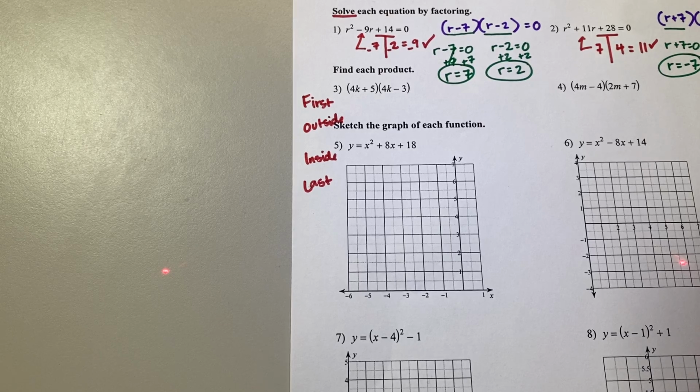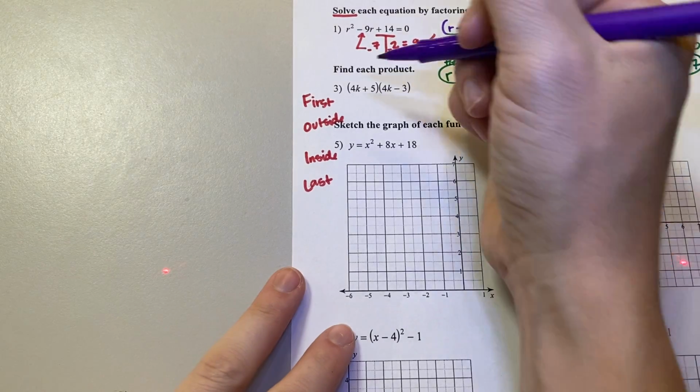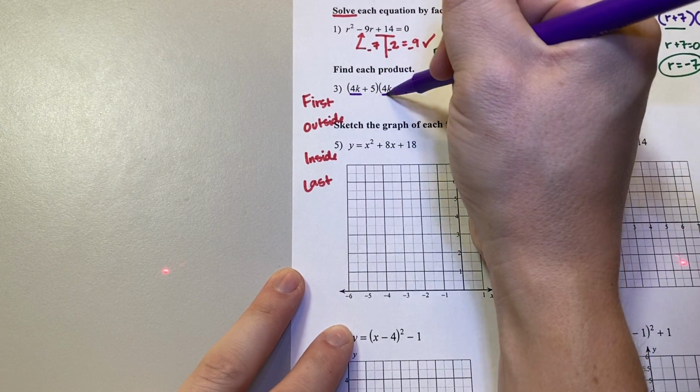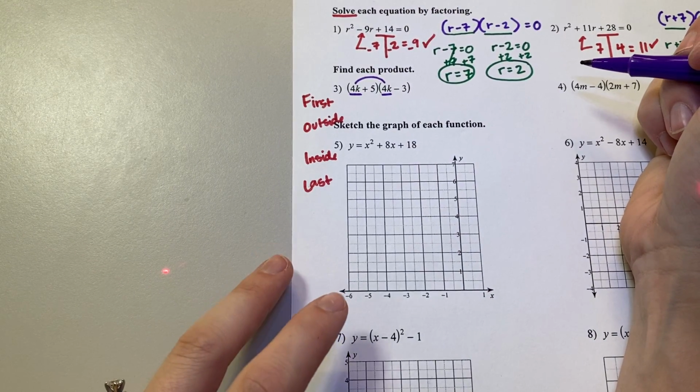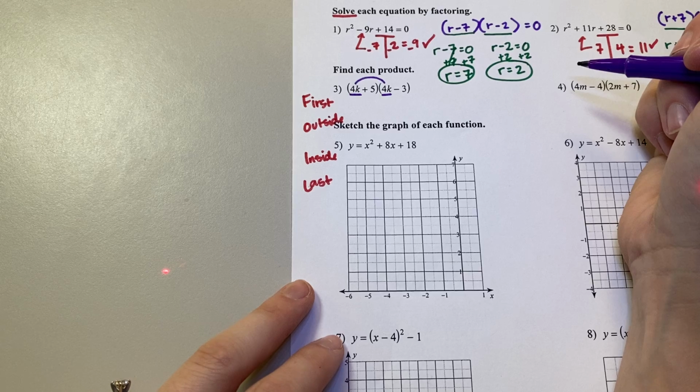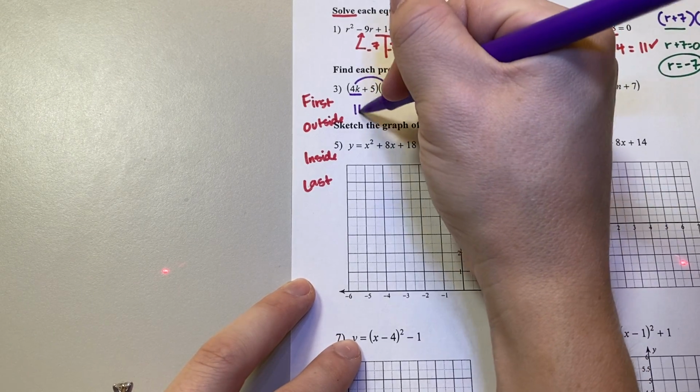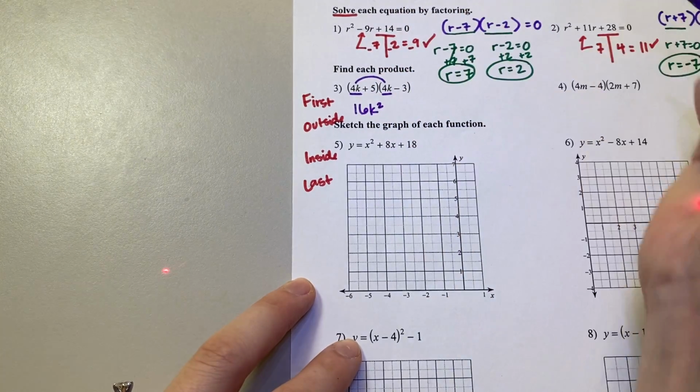Okay, so let's go ahead and use FOIL. F stands for first, so I'm going to multiply my first terms together. 4k times 4k. What's that going to give me? Connor? 16k squared. Love it. Love that you include the k squared.